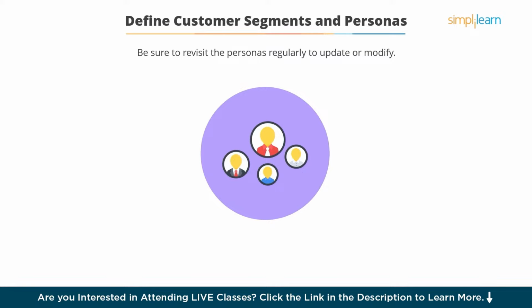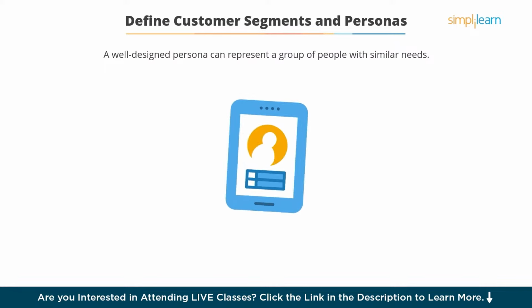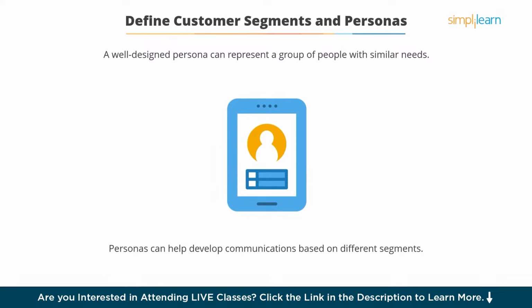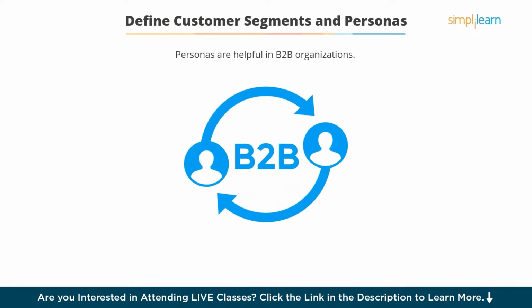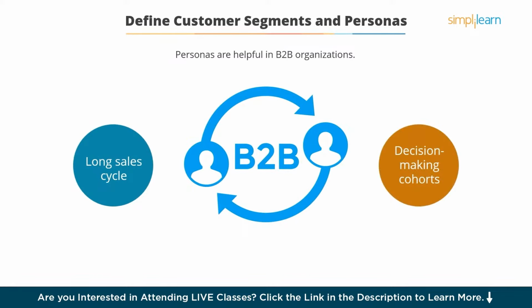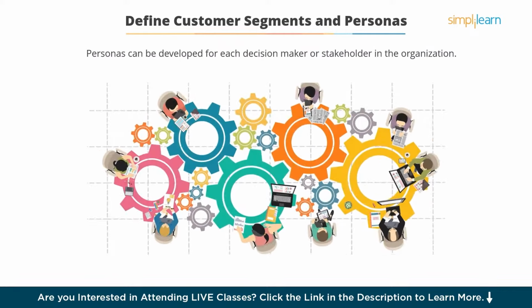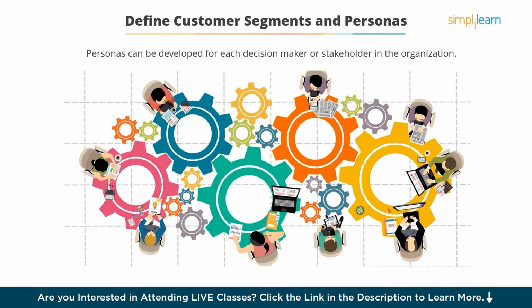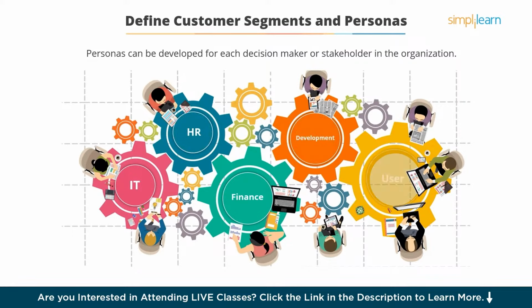A well-designed persona allows organizations to have a single point of reference for an entire group of people with similar needs. The persona can guide the development of communications based on the different needs or segments that the company will focus on. This is also helpful for B2B organizations with long sales cycles and multiple cohorts in the decision-making process. Personas can be developed for each decision maker or influencer, such as IT, finance, HR, development, and end users.